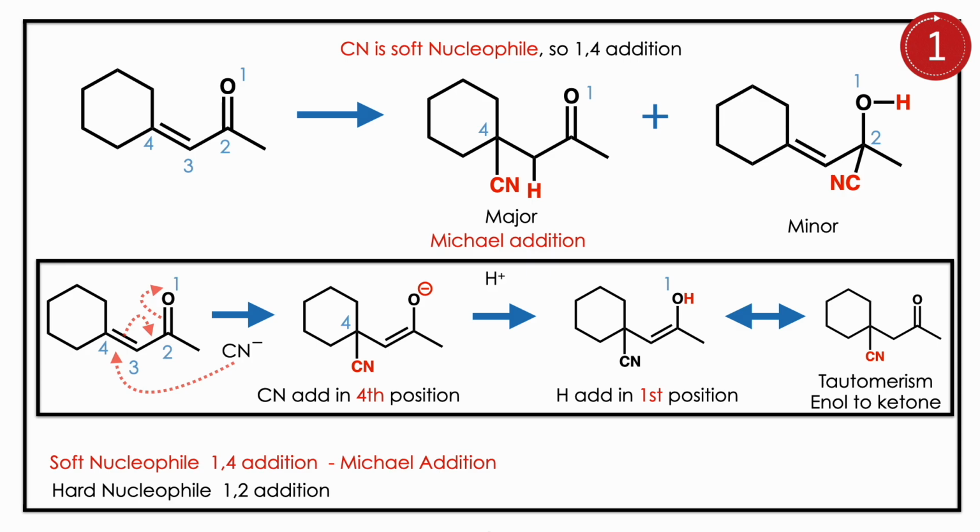If you look at the mechanism, cyanide adds to the fourth carbon, the double bond delocalizes and you have O minus, which is quenched as OH. There keto-enol tautomerism is possible. Alcohol becomes ketone, you have the final product. So the major product is the 1,4 addition product. The concept we outline here is cyanide is a soft nucleophile.